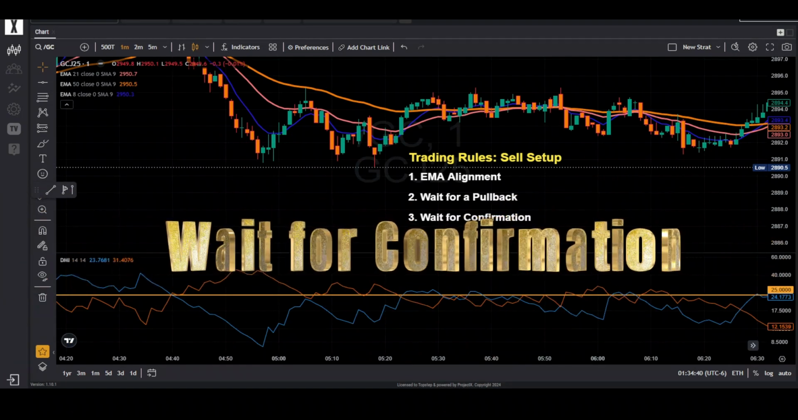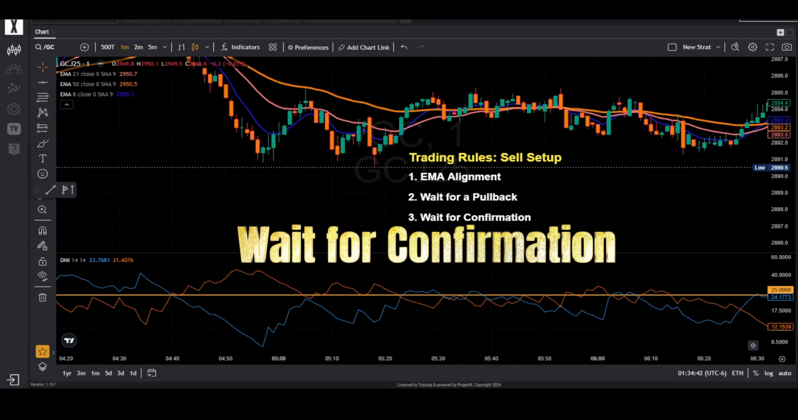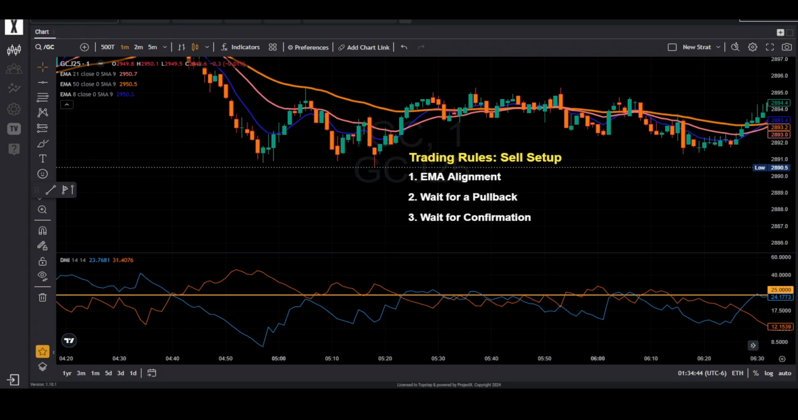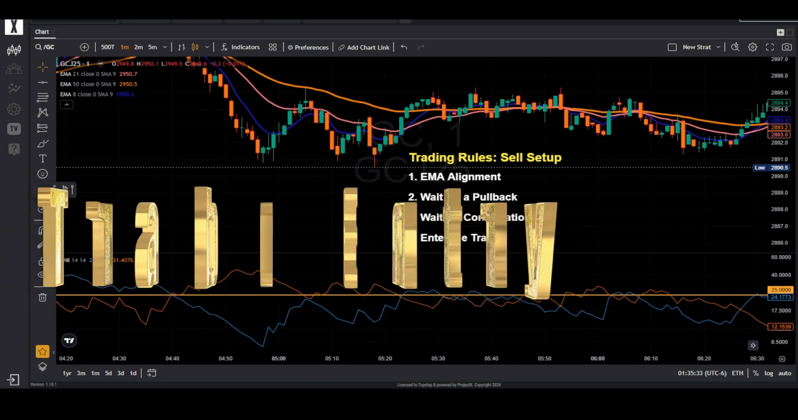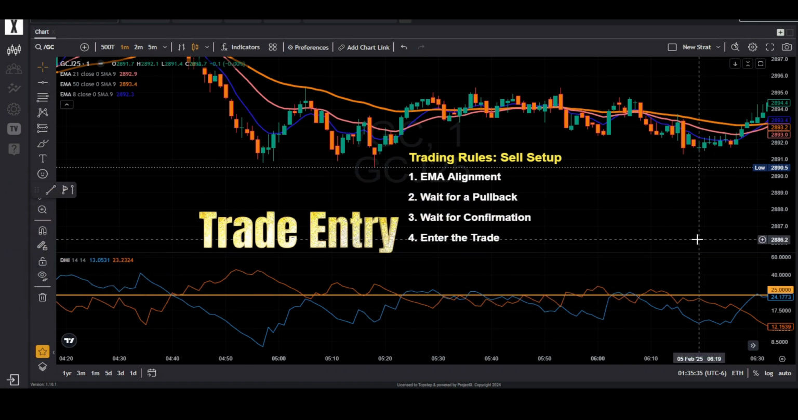Third condition is wait for confirmation. A bearish candle must close below EMA 8 and the minus DI line must be above 25 and increasing compared to previous candles. As you can see, this bearish candle closed below EMA 8 and the minus DI line is right here and its value is increasing. After these three steps, enter the trade.